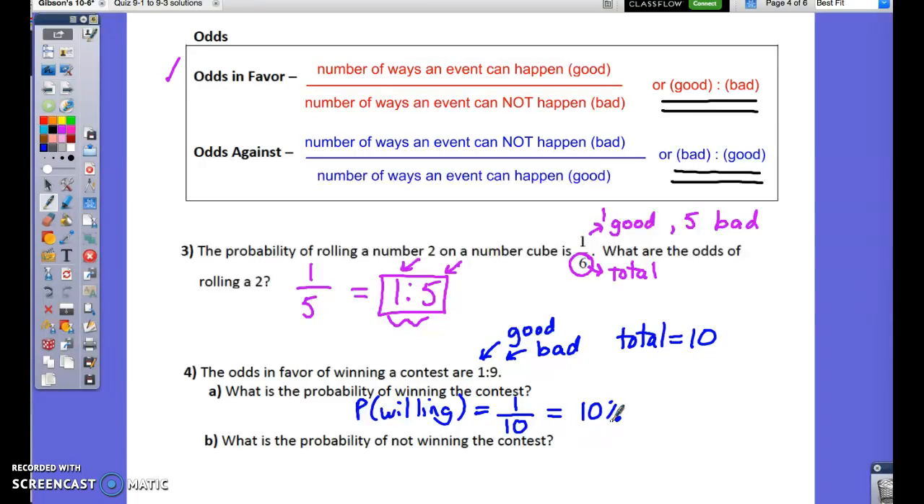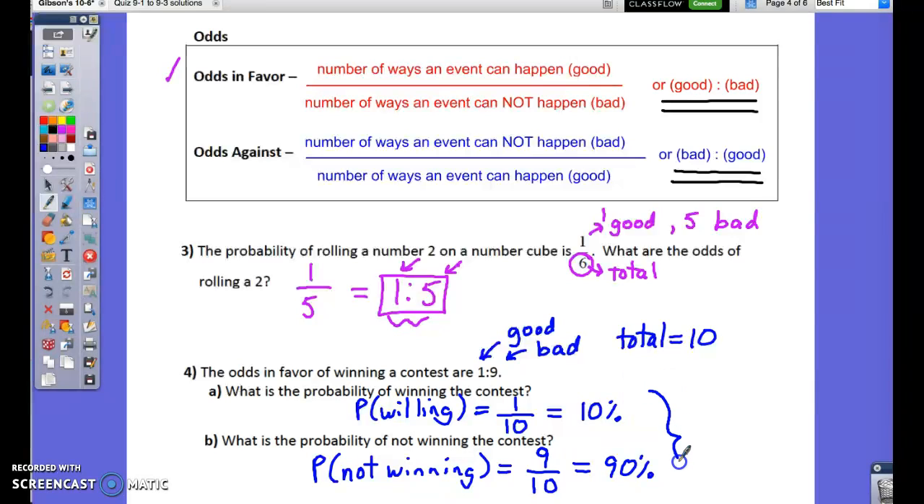Now, it says, what is the probability of not winning the contest? So we would express it like this. The probability of not winning, well, if there's 1 way that you can win, that means there's 9 ways that you can fail to win. And again, that's out of 10 equally likely outcomes. And translating that to a percent would give you 90%.